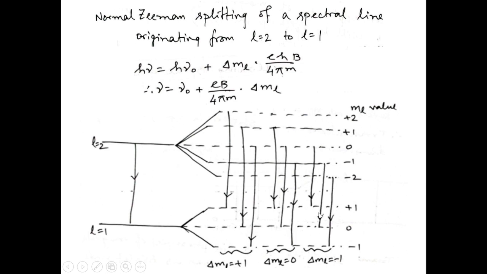But remember, we are considering only the change in L value. We have not considered the change in J value. When we consider the change in J value, meaning the joint venture of L and S, when we couple the orbital quantum number and the spin quantum number, the features will be different, and it leads to the formation of a different number of lines. This phenomenon is known as the anomalous Zeeman effect.